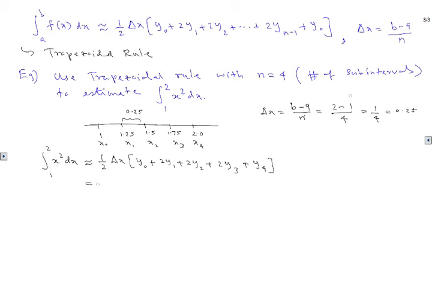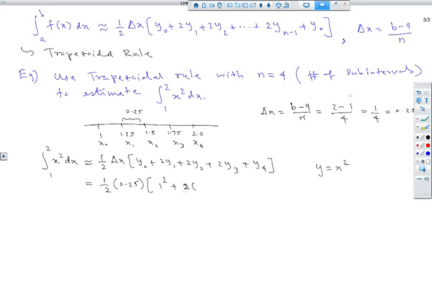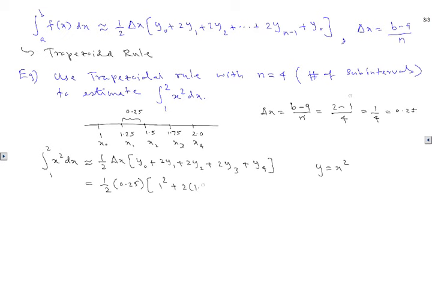So this is approximately equal to 1/2 times delta x, which is 0.25, that's the gap, and then evaluate. The function is y equals x squared, so we plug in there. That means 1 squared, then 2 times 1.25 squared, and 2 times 1.5 squared, and 2 times 1.75 squared, plus 2 squared.